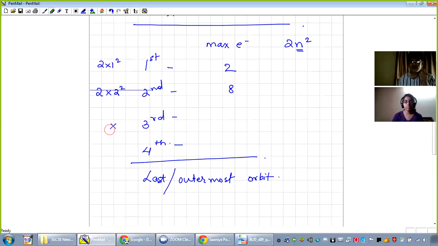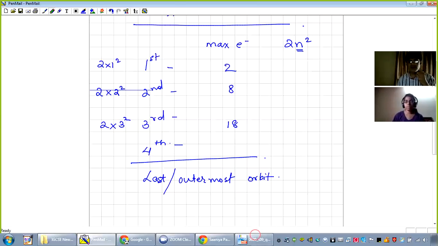Similarly, for the third orbit, this becomes 2 multiplied by 3 square. So how many maximum electrons can you place in the third orbit? 18. But can you then tell me? Usually, we've been taught 2, 8, 8, and then something like that.